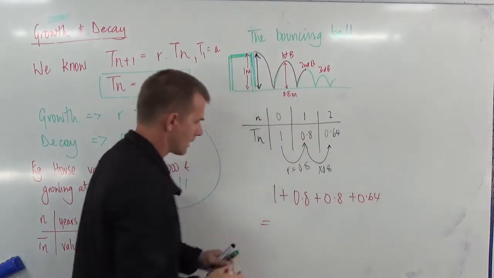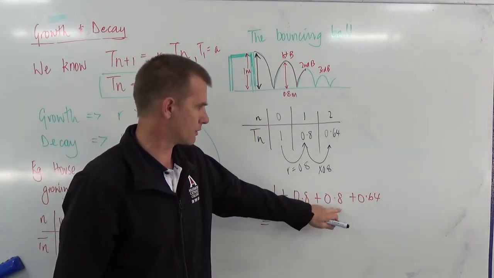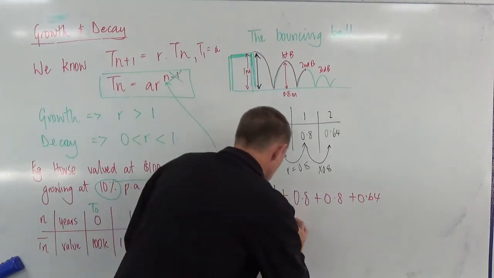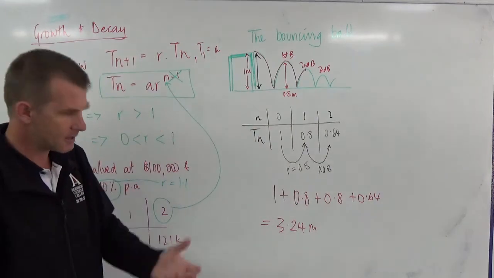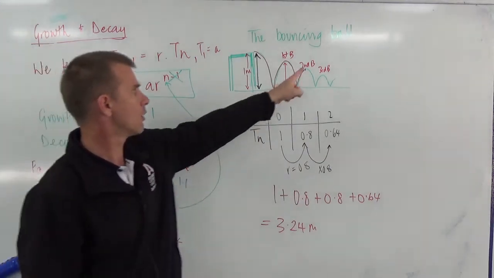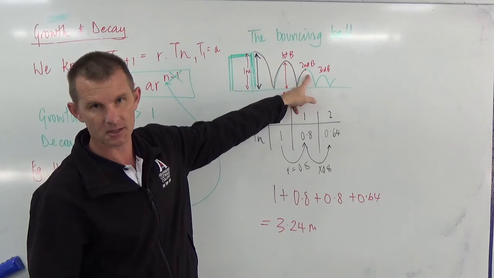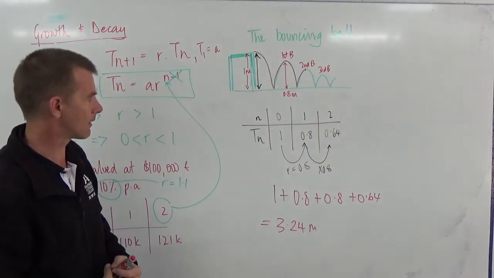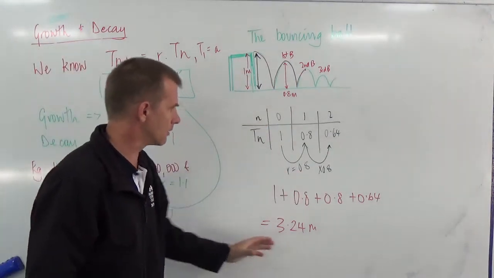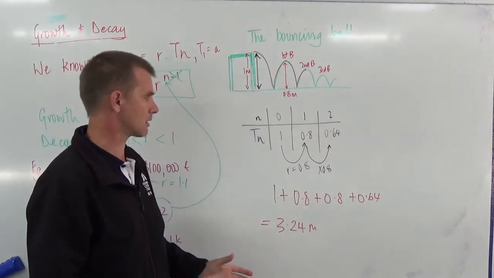So if I add that together, what do we got? 1, 1.8, 2.6, 3.24. 3.24 metres would be the distance the ball has travelled when it arrives at its second bounce. Maybe someone catches it on the second bounce or something like that. Okay? So this is a practical example of how you can see things going on.